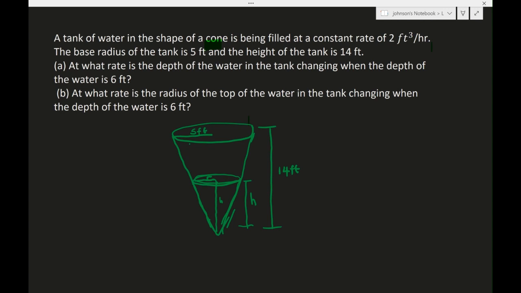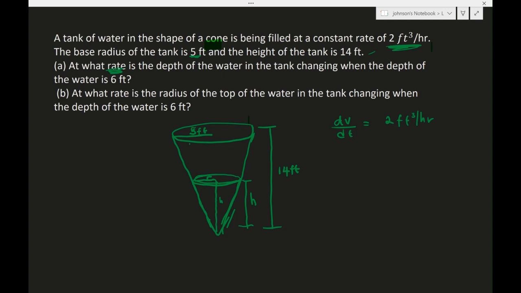So let's see what we have. This cone is being filled at a constant rate, feet cubed per hour. So this is nothing but the change in volume, dV/dt, which is 2 feet cubed per hour. The base radius of the tank is 5, which is here, and the height of the tank is 14. We have it. So what are we looking for? We are looking for a rate.